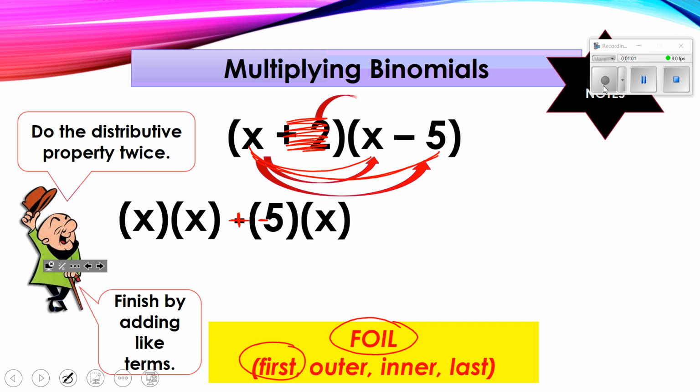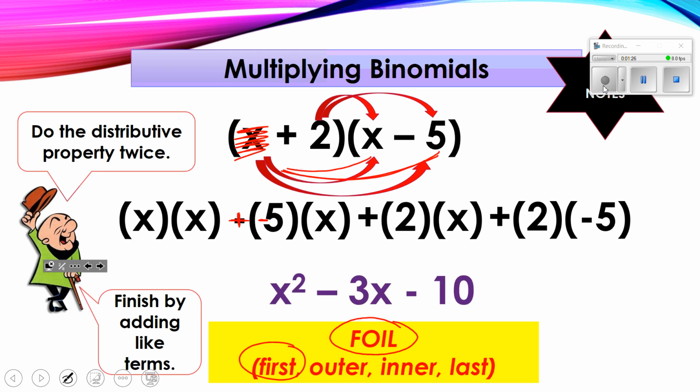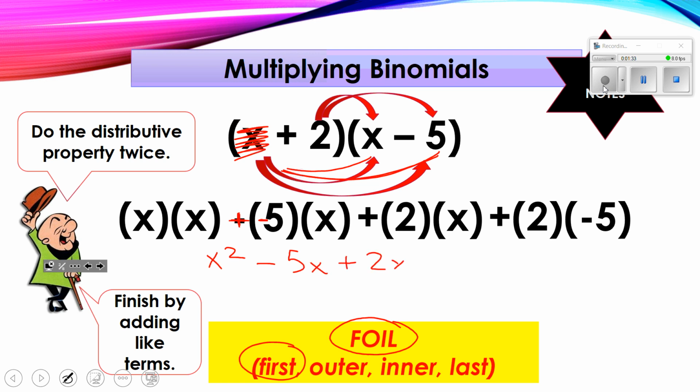Okay. Then we're going to act like the first term does not exist, and we're going to do the distributive property with the second one. So this is called inner terms. The 2 and the x are the inner terms. So we have plus 2 times x. And then we're going to do the last terms, which is 2 times negative 5. When we combine this together, back up a step here, we're going to get x squared minus 5x plus 2x minus 10.